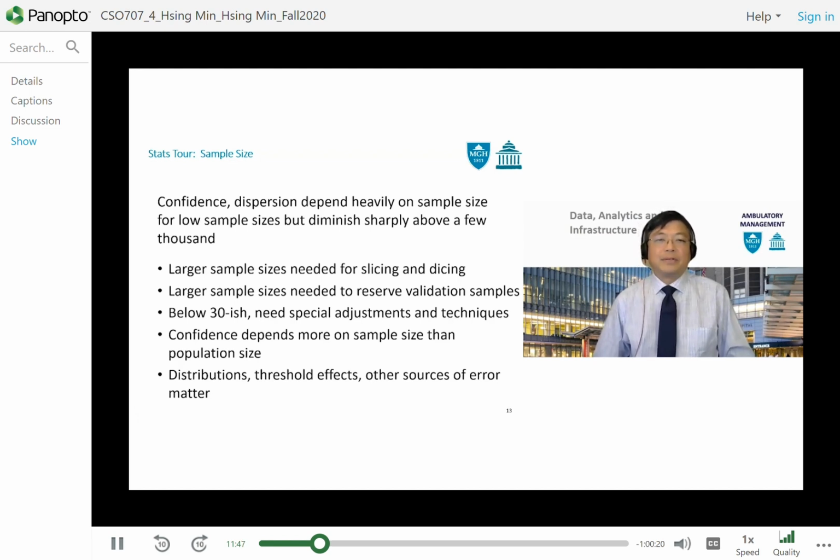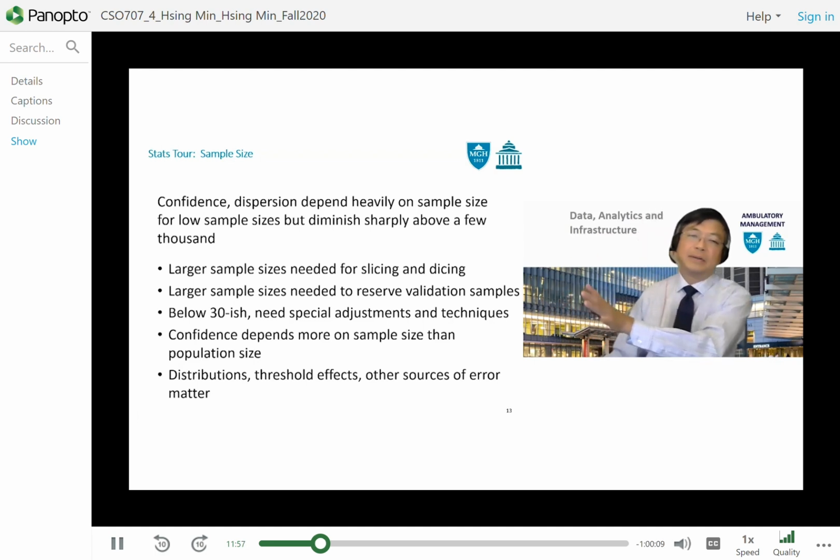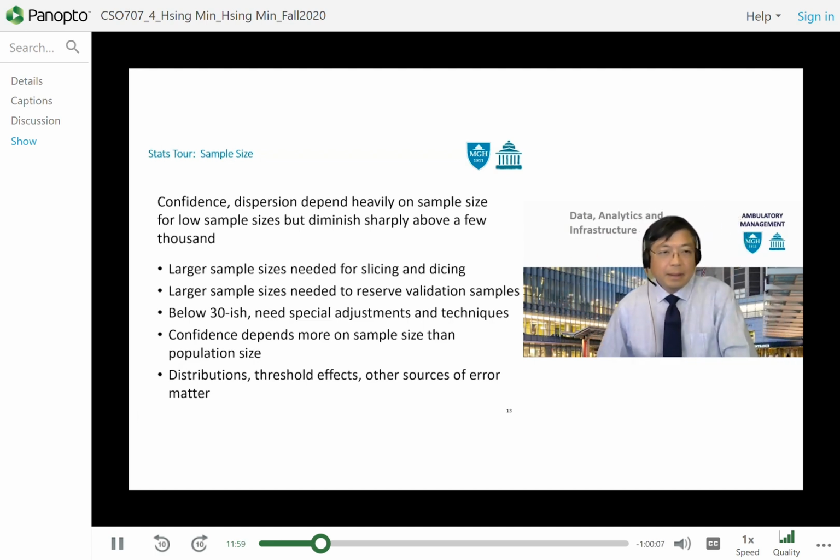Larger samples are also needed to reserve validation samples. That is, you need part of the sample to train the model, to fit the model, and then you want to have another part of the data to test it against. Another point is that if you see sample sizes below 30-ish, small sample sizes, they better be using special techniques to adjust for that, because the standard statistical rules fail, and you need to make adjustments because of that.